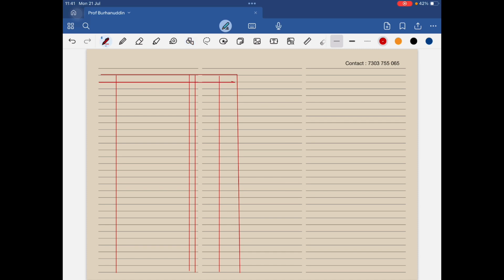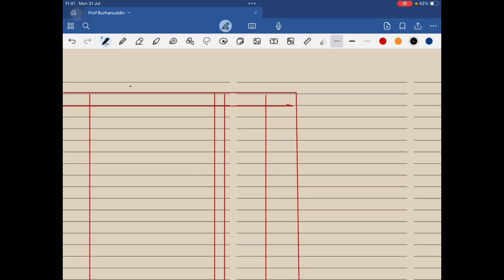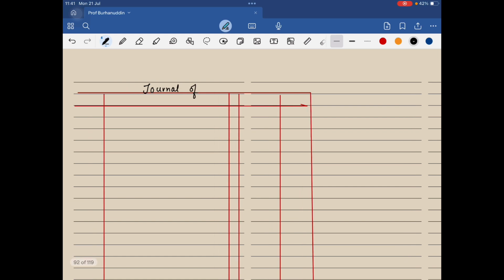Here the first one, journal of whoever it is. This is a date column. This is going to be your particulars. This is going to be your LF. LF means ledger folio.